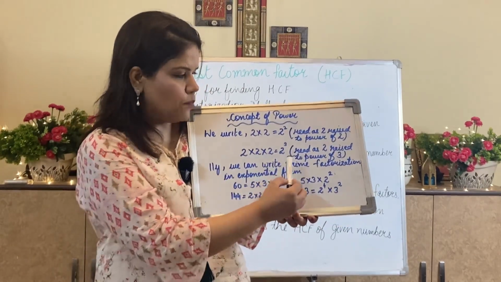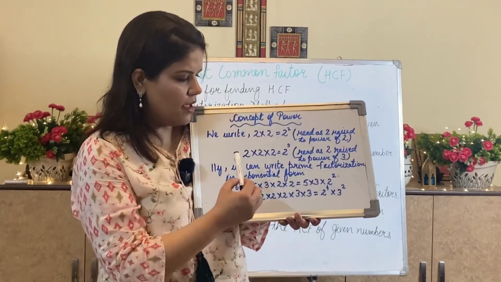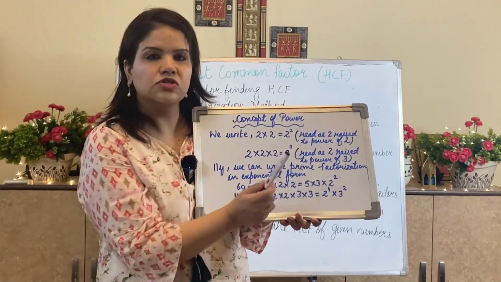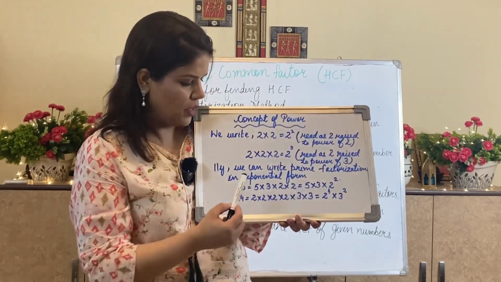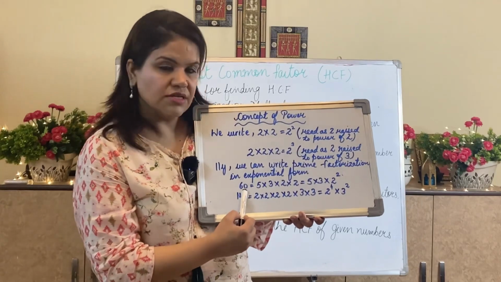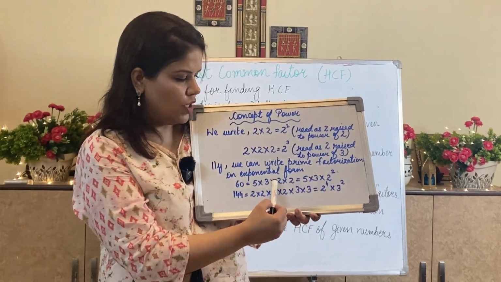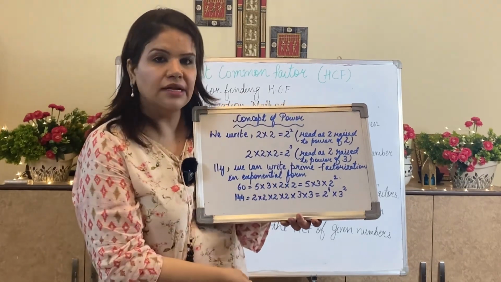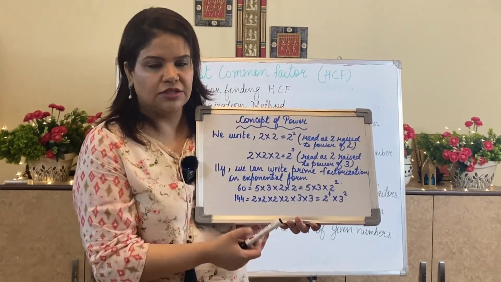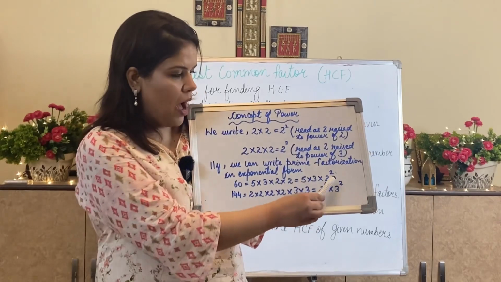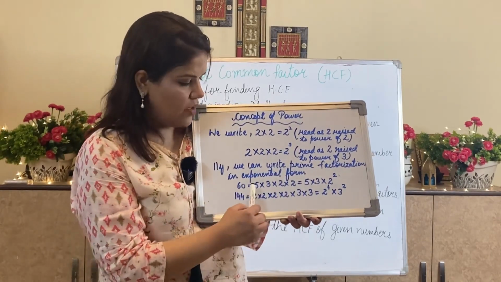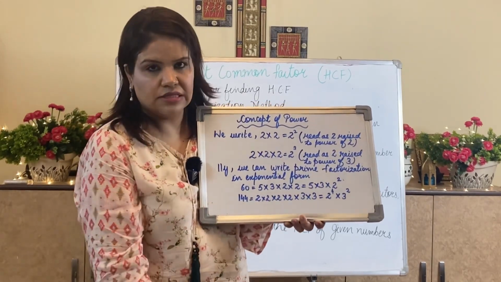Similarly, we can write prime factorization in exponential form. This form is called exponential form. If I am writing the prime factorization of 60 as 5 into 3 into 2 into 2, how many times is 2 getting repeated? 2 times. So the power will be 2. 5 and 3 I will write as it is.